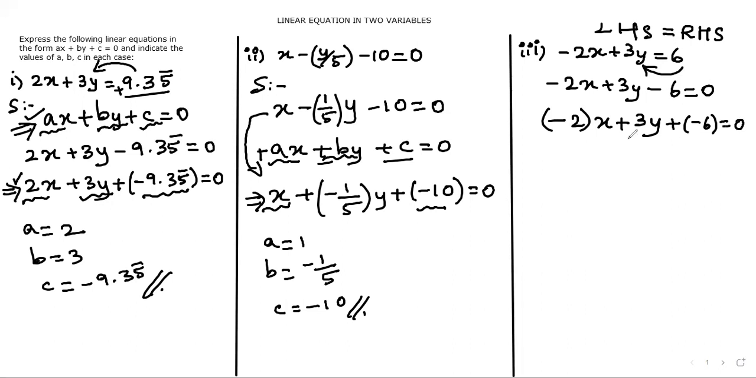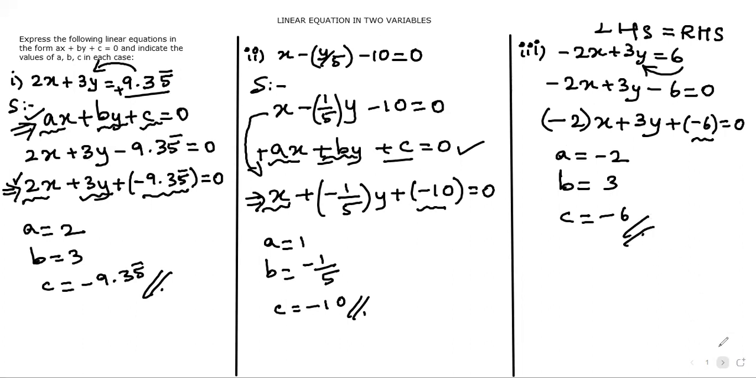Now compare the value with the given equation: ax plus by plus c equals 0. So what is your a? Say along with me. A is minus 2, isn't it? What is b? B is the coefficient of y, which is 3. And c is just a constant. So here, what is the c value? Negative 6. Am I clear?